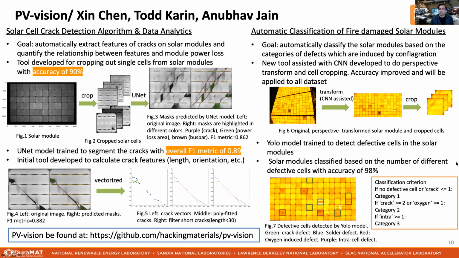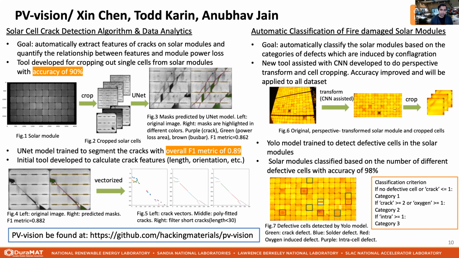Finally, for operation and degradation, at LBL, we have a project led by Xin Chen, and this is actually trying to do crack detection and defect detection in solar cells and modules from electroluminescence images. So on the left, you see more high resolution type electroluminescence images. This is being done in collaboration with EPRI and NREL. And what this PV vision tool will do is it will automatically segment out and crop out the individual cells from the module, and then it will automatically identify certain classes of defects and features on the cells.